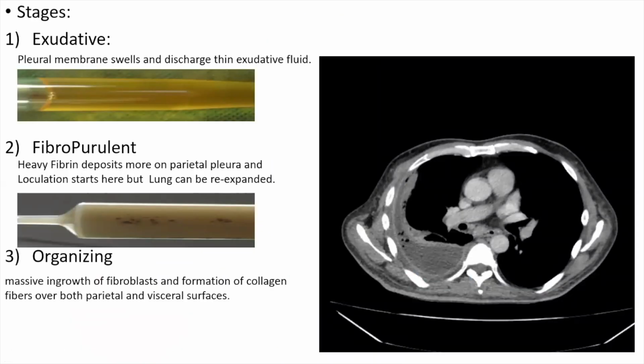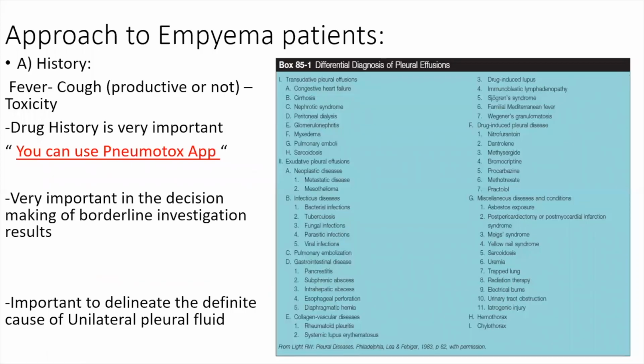Okay, and then we can have a look at the stages, starting with the exudative collection, where the pleural membrane swells and discharges, then exudative fluid, and we have serous fluid aspirated from the pleural space. The next stage will be the fibropurulent, where we can see heavy fibrin deposits, more on the parietal pleura. The loculation starts here, but the lung can be re-expanded. And then the last stage is the organizing stage, where massive ingrowth of fibroblasts occurs and collagen fibers form over the parietal and the visceral surfaces, leading to more advanced lung entrapment.